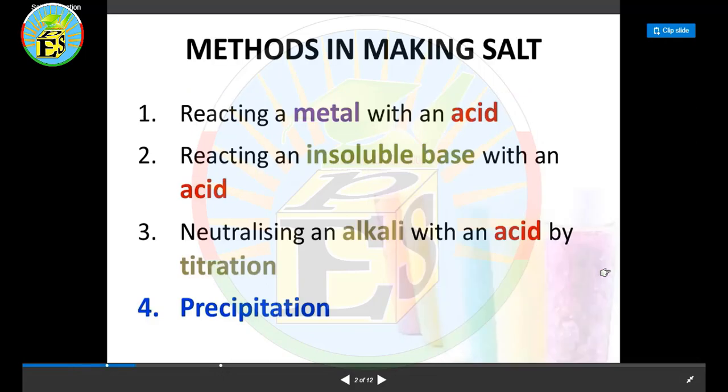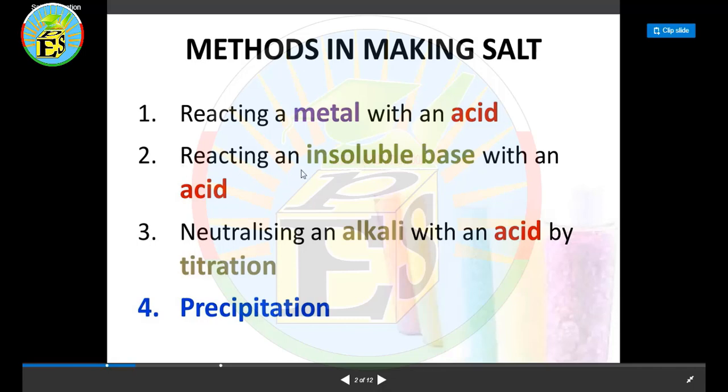First of all, there are different types of reaction by which we can make salt. Here are the numbers of the reaction. Number 1 is reacting a metal with an acid. So it means when we will react any type of metal with any type of acid, as a result some type of salt will be produced.